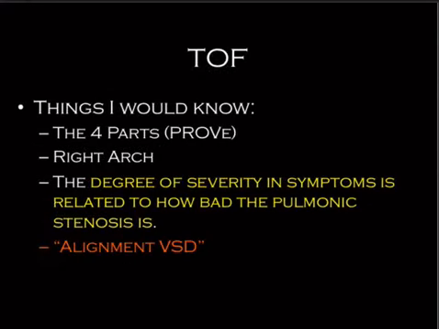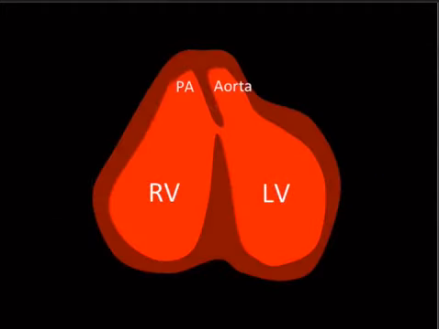So, as mentioned before, tetralogy has 4 parts. We use the mnemonic PROVE to remember that. It has a strong association with the right arch, and I mentioned that the worse the pulmonic stenosis is, the worse the patient does. So here's how I remember this, and this is how I think about it. Think about tetralogy of Fallot as a malalignment VSD. So what do I mean by that?